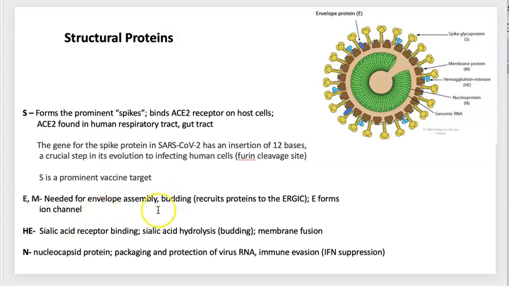And it presumably can also, as an esterase, cleave these as well so that it doesn't get stuck there on the membrane surface. The N, or nucleocapsid protein, as I said, is essential for packaging and protection of the virus RNA. But another interesting feature is the potential for it to facilitate immune evasion. In this particular case, interferon suppression.